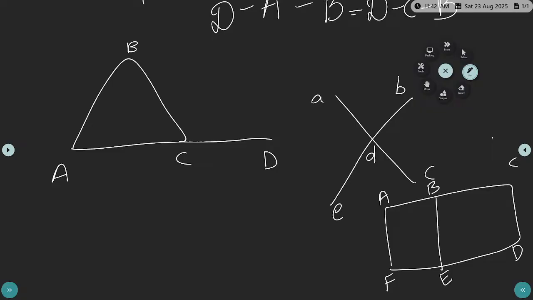Is the first one a Euler's path or no? Why no? Why yes? Why it is not a Euler's path?